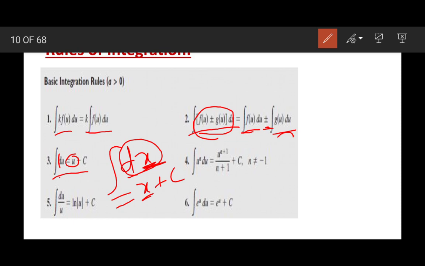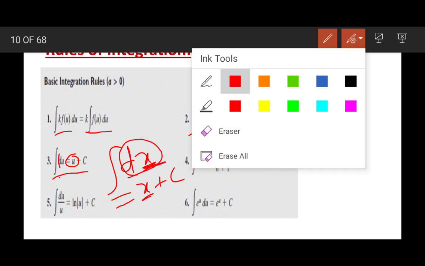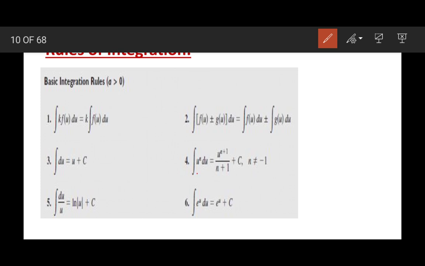Then the fourth rule is integral of u raised to n du. So that is equal to u raised to n plus 1 upon n plus 1 plus c. See what I am doing, I am explaining all the rules of integration in terms of the u variable. That means we are not applying these rules or formulas only in x. We can apply these rules and formulas for any variable. So here I am using u.